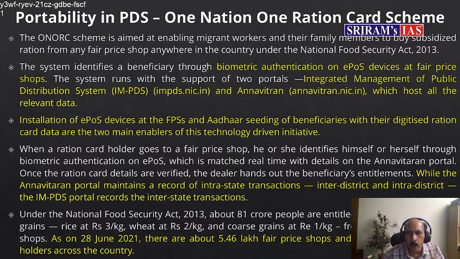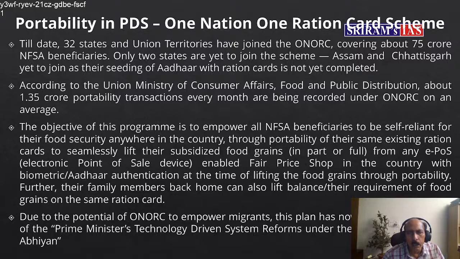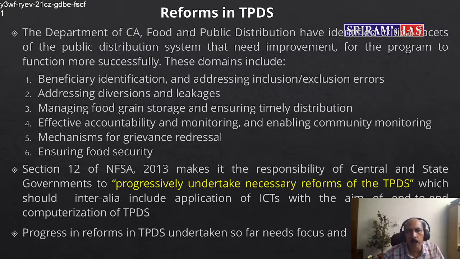Therefore, to solve this problem, the government came out with the scheme, One Nation, One Ration Card. Under this scheme, no matter where you are, you are entitled to get the subsidized food grains as per your entitlements. And therefore, under this scheme, the whole distribution system is reformed by the government after NFSA.